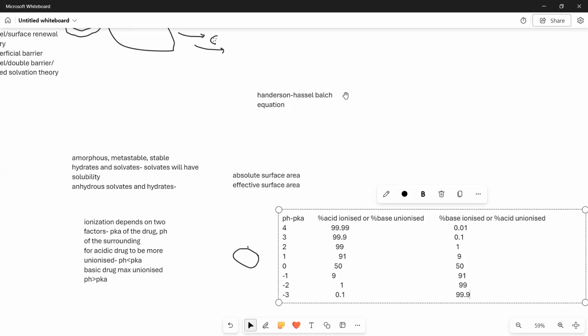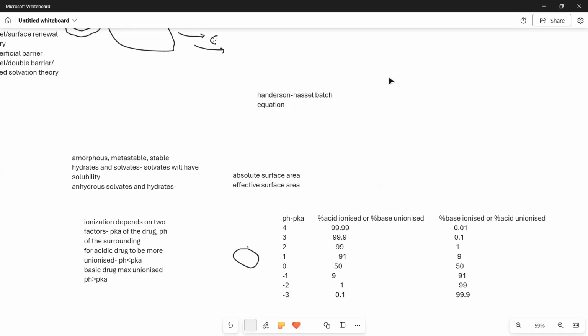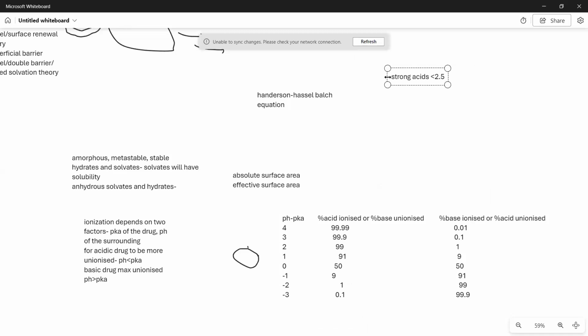So basically, strong acids have generally a pK of less than 2.5 and remain ionized at all pH. Since they remain ionized at all pH, they are not absorbed via the GI tract, because the ionized form of the drug, being more water soluble, is not able to permeate the GI membrane.